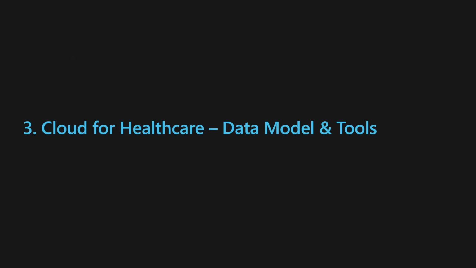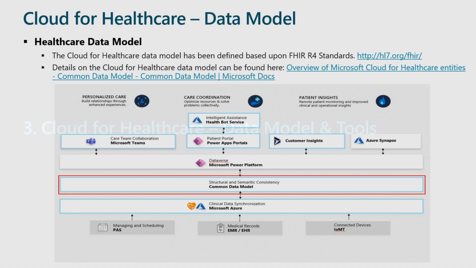Cloud for Healthcare Data Model and Tools. Cloud for Healthcare Data Model. The healthcare data model for Dynamics 365 is based on the Fast Healthcare Interoperability Resource, FHIR Standards Framework, Release 4, commonly referred to as R4. The healthcare data model is already included in Microsoft Cloud for Healthcare solutions. It is also available as a standalone option for partners and Dataverse customers in the Microsoft Cloud Solution Center. The FHIR-based model makes implementation for healthcare customers easier, quicker, and more secure.